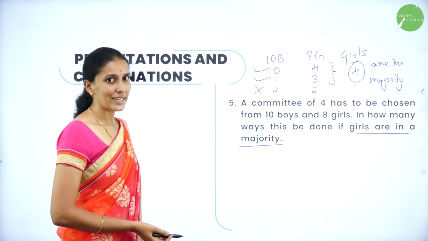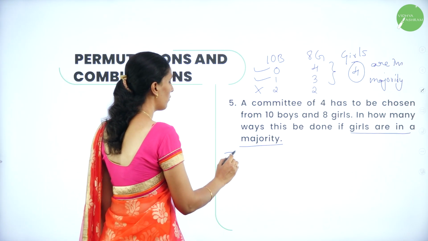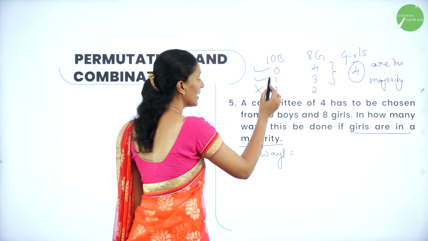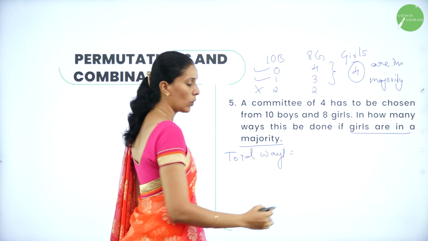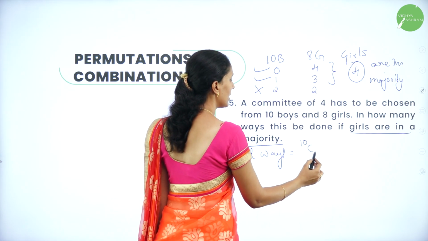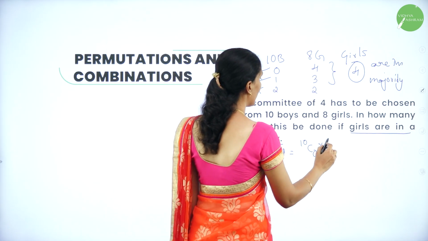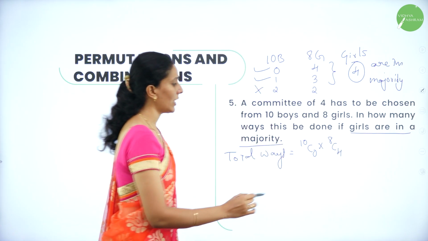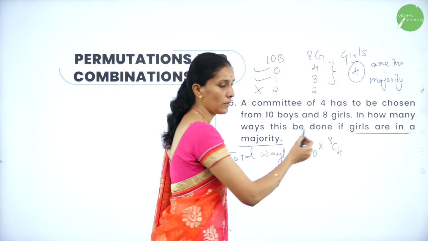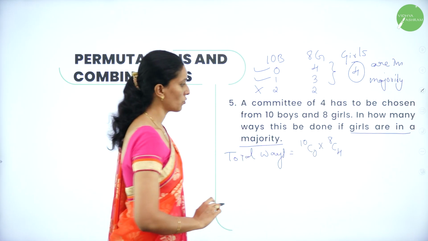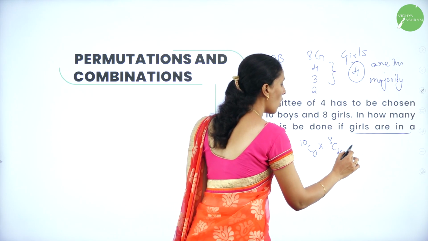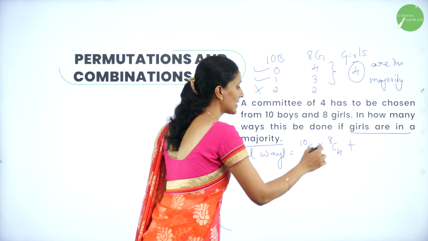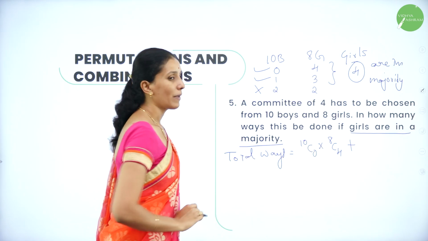Okay, so how can I write this in terms of combination? Therefore, here my total ways is 10C0 into 8C4. So this is my first combination. That is, I can choose all of them 4 girls, none of the boys are chosen. Or, when it comes to "or", you remember I said the sign is plus. So this is my first case, or it can be my second case.